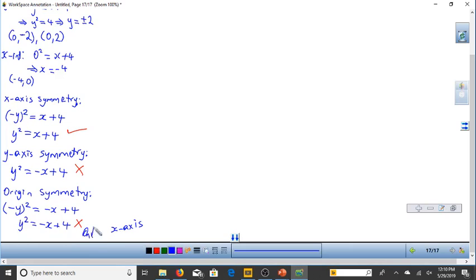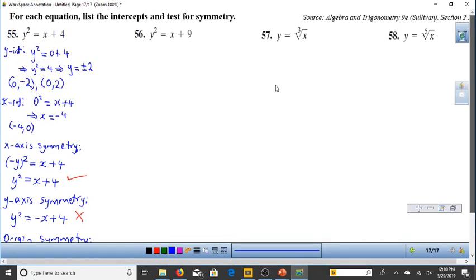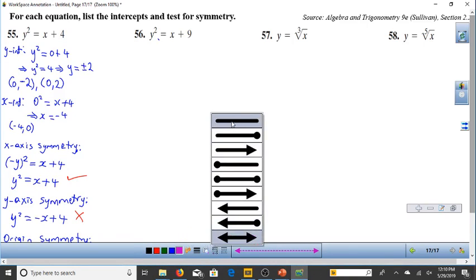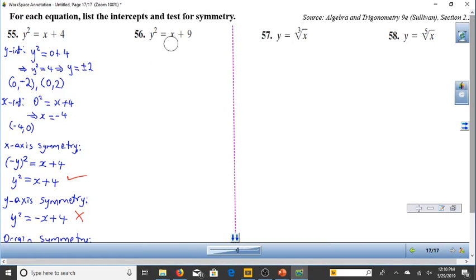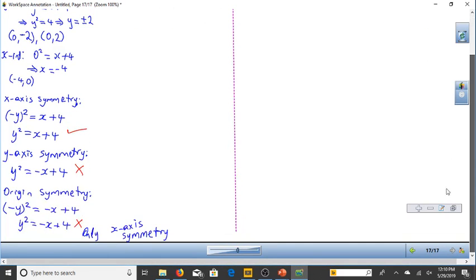Only x-axis symmetry. Now, I'm going to invite you to try number 56 on your own, and it is very similar to what we just did. So I won't go through that one since I just did number 55, but 56 is extremely similar to what we just did. So let's move on to question number 57.